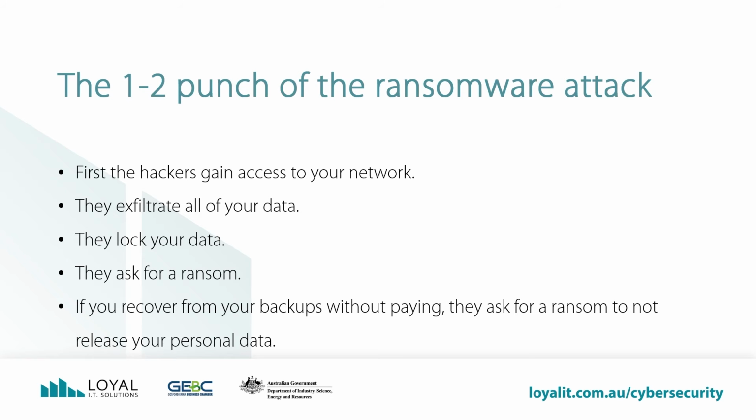This is what I call the 1-2 punch of the ransomware attack. Before locking up your data, the hackers will first gain access to your network and systems. They exfiltrate all of your data to their servers. The hackers will then deploy the ransomware to lock your data. As per the ransomware paradigm, they will then ask you for a ransom to unlock your data.